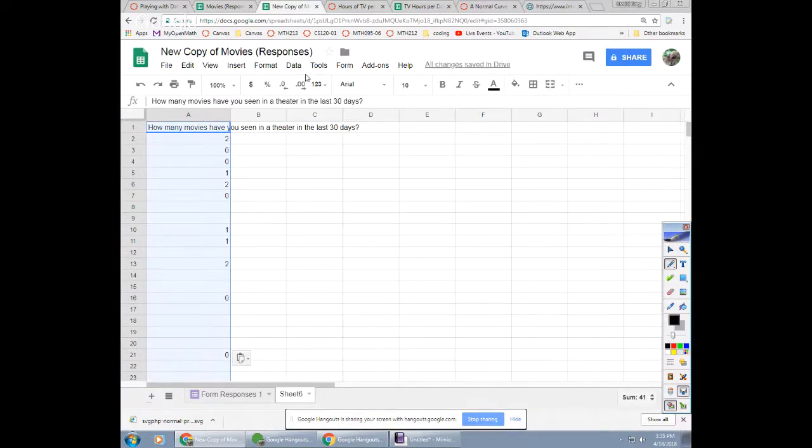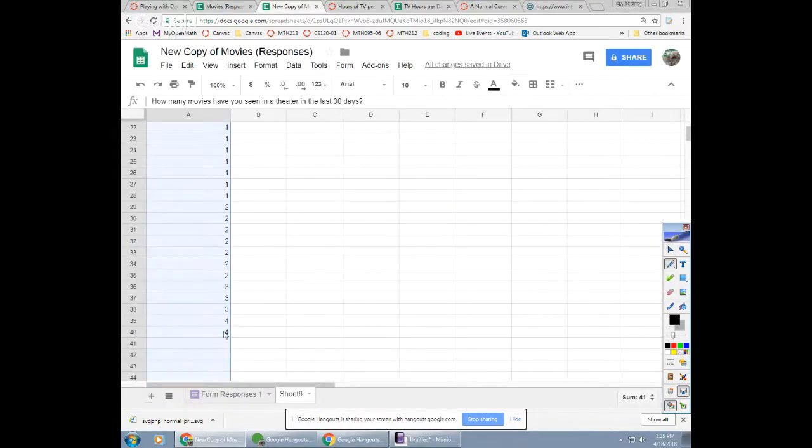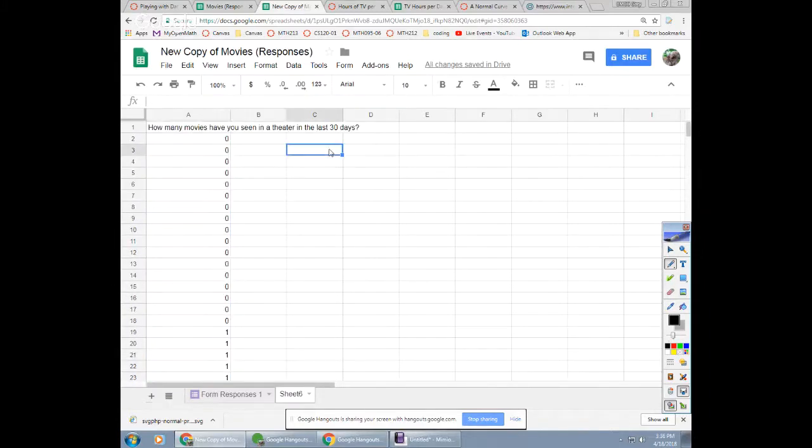Okay, so I'm going to sort the data here. So data, sort range, has a header row, smallest to largest. Okay, so I have 39 measurements here because there's a title on there. So I'm going to create a frequency distribution table. For that, I need to have my buckets or bins. And we got 0, 1, all the way up to something like 4. Yep, 4 is the max there.